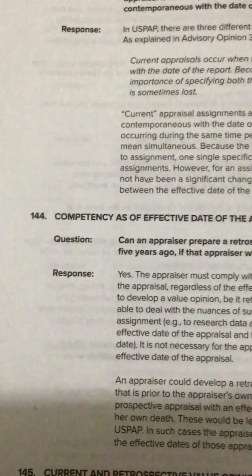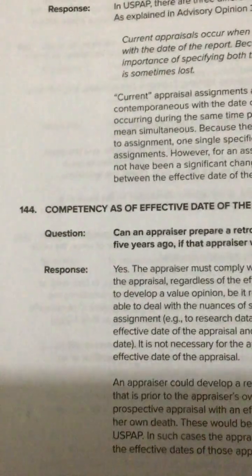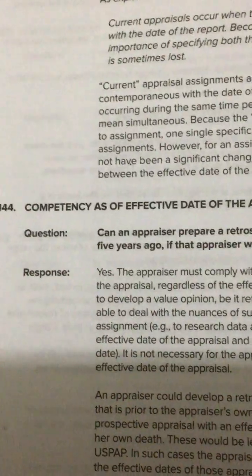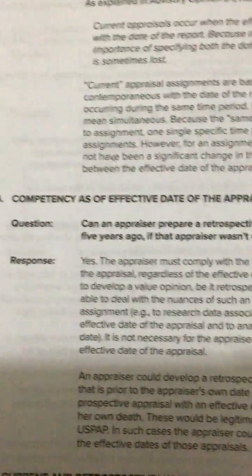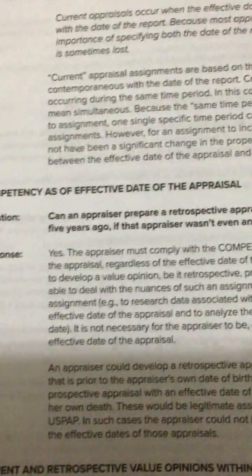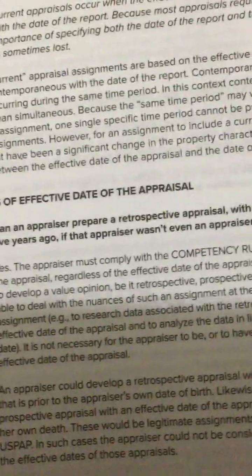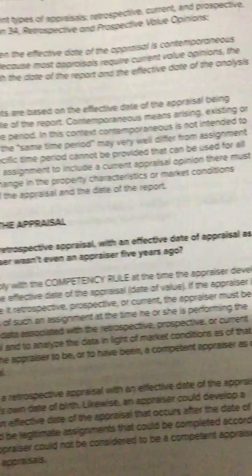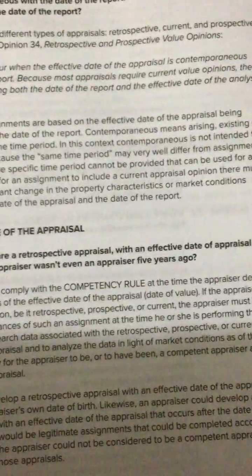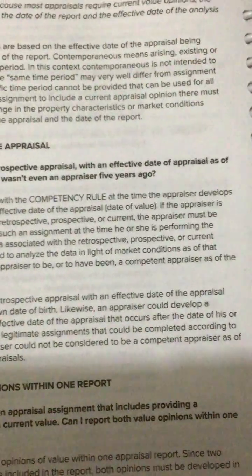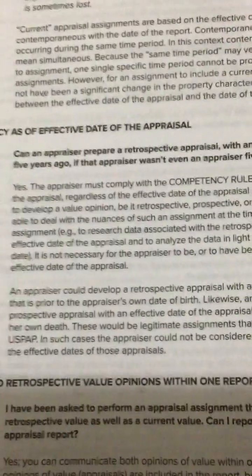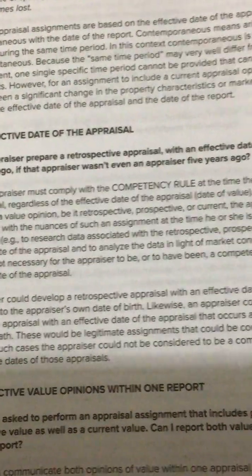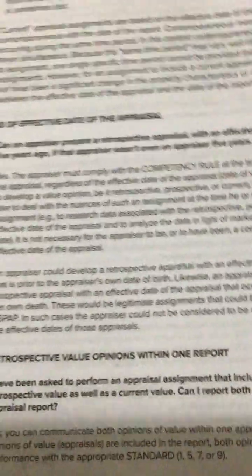Number 144. Competency as of effective date of the appraisal. Question. Can an appraiser prepare a retrospective appraisal with an effective date of appraisal as of 5 years ago, if that appraiser wasn't even an appraiser 5 years ago?